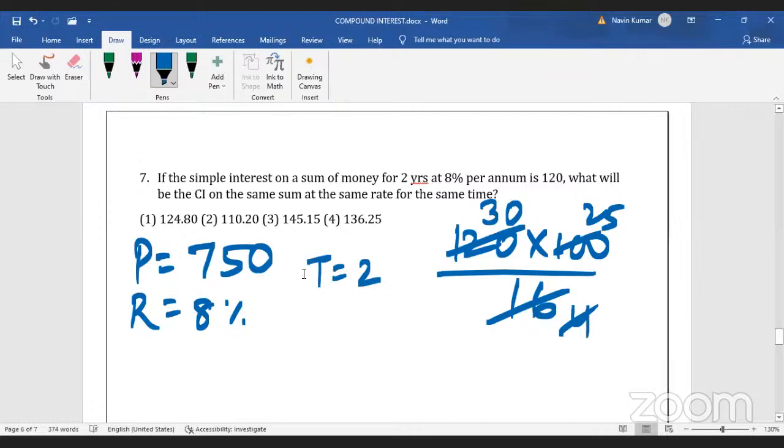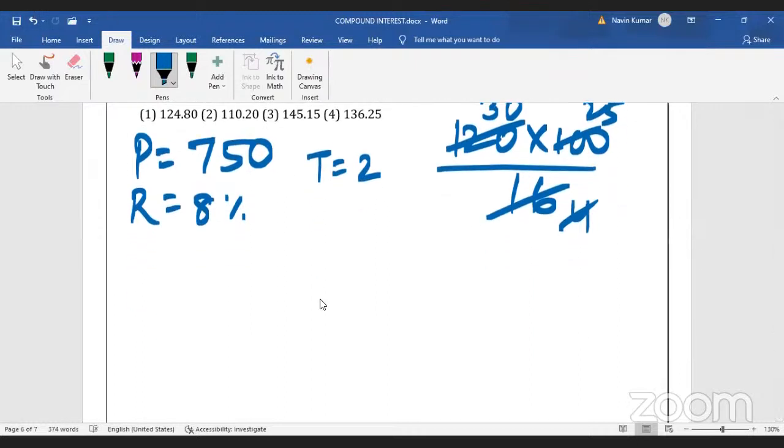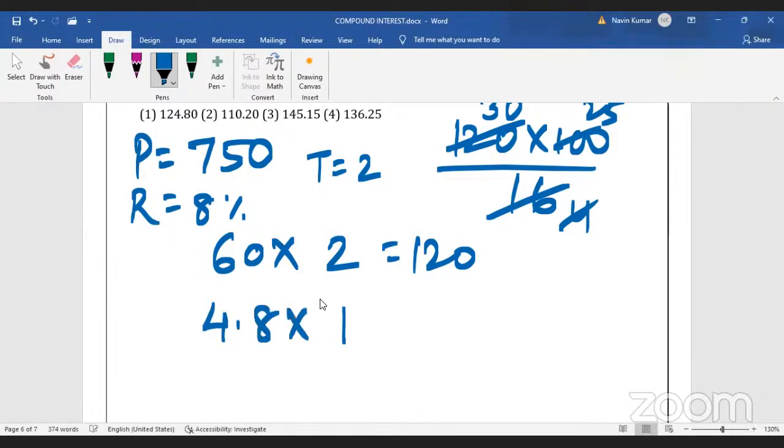Now you find the compound interest for this. So we'll multiply with 2 and then 1 because time is 2. 750 का 8% कितना होगा? 60. 60 का 8%? 4.8. 120 and 4.8, कितना हो जाएगा? 124.8. That is the answer. Option 1.